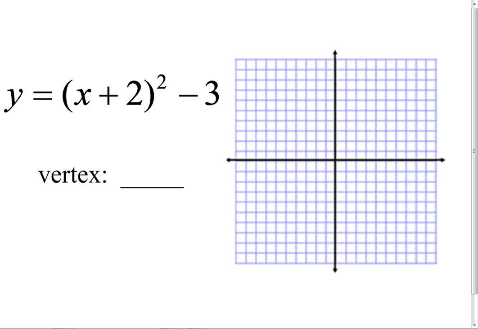Okay, here's a vertex. So, where is the vertex going to be? Remember, we want to make this 0. So what x value would make that 0, just by looking at it? What do you add to 2 to get 0? -2. So my x value is -2.